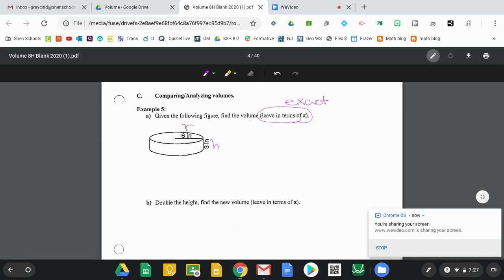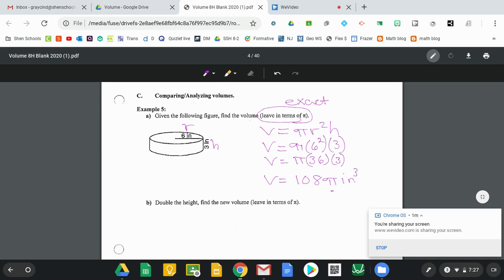Okay, so again, we're always going to try to write the formula for a cylinder. So volume equals pi r squared h. And then we're going to plug in the values that we have. Volume equals pi, radius is 6, and we're going to square that, times our height, which is 3. And now that's going to be 36 times 3. And 36 times 3 is going to be 108 pi inches cubed.